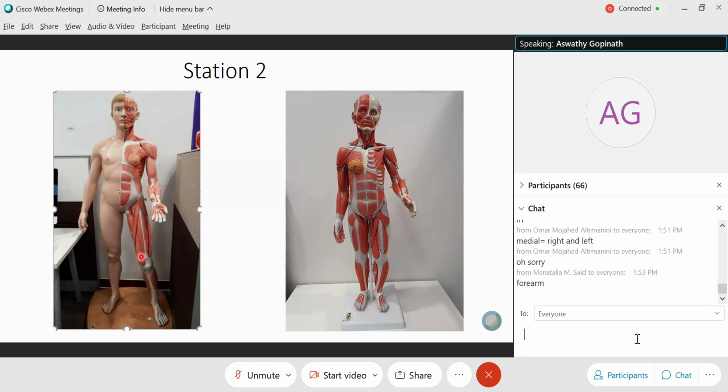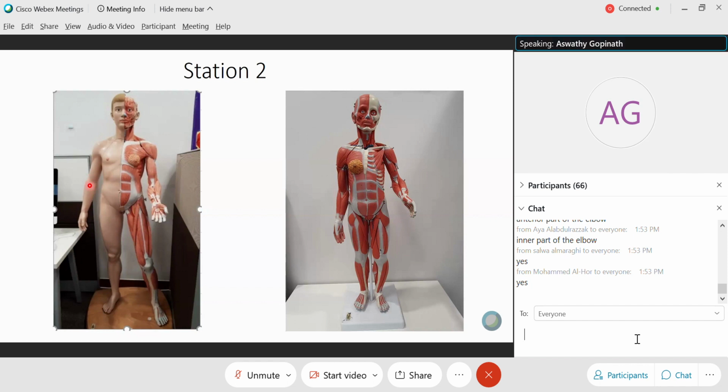What is antecubital? Which part of the arm is antecubital? It's the elbow. Yeah, it is the front of the elbow. Okay, can you see my pointer? Yes, we can see. So this antecubital is the anterior part of the elbow, the front of the elbow.